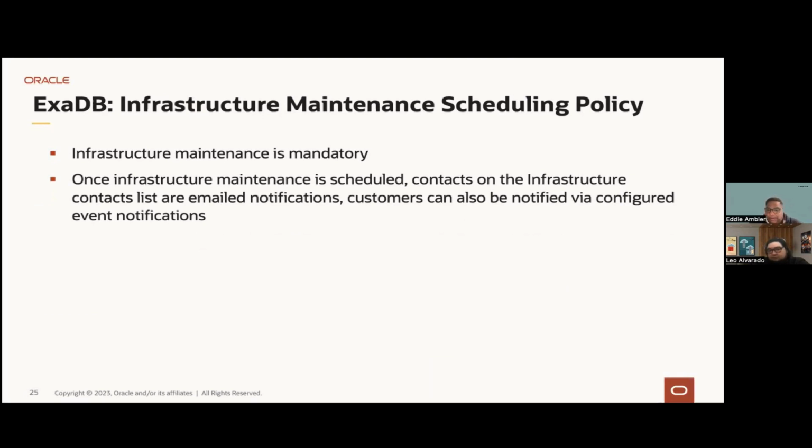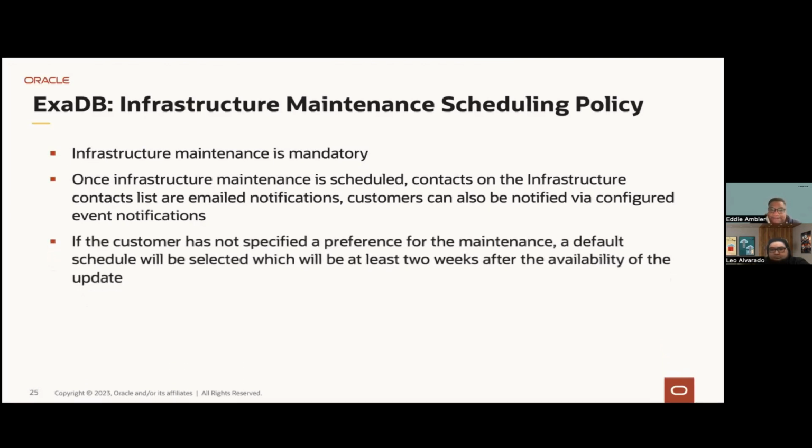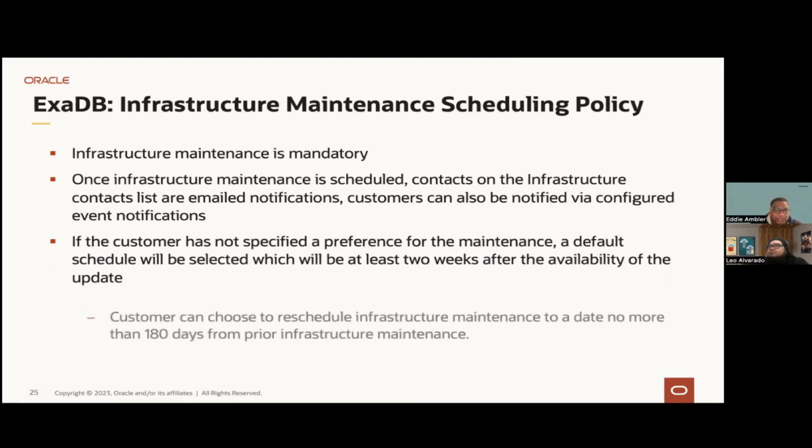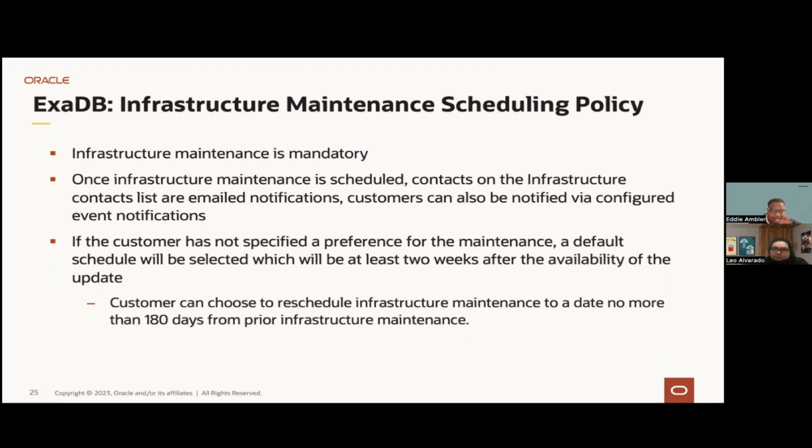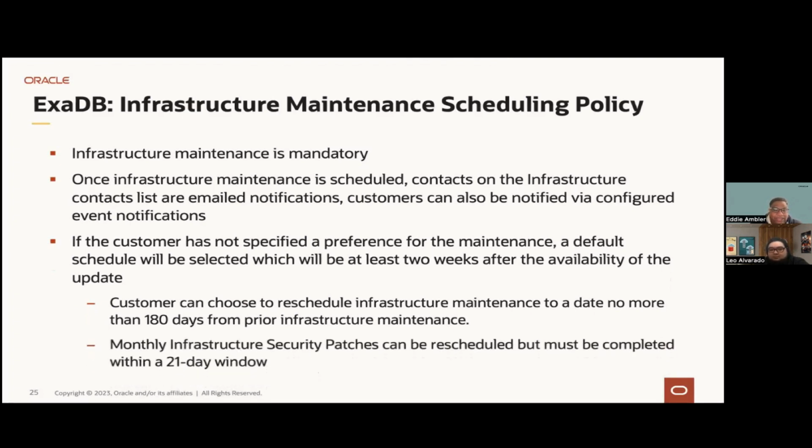Customers can also be notified by configuring event notifications. If you have not specified a preference for the maintenance, a default schedule will be selected, which will be at least 2 weeks lead time before they do patches. So to answer your question directly, customers can choose to reschedule infrastructure maintenance to a date that is no more than 180 days from the prior infrastructure maintenance. And if it's a security patch, then it must be completed within a 21-day window. So those are the two timeframes that apply to when a customer needs to patch by. Does that answer your question?